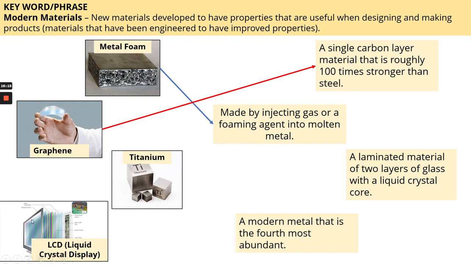The next one, titanium. We've got 2 options left. A laminated material of 2 layers of glass, or a modern metal that is 4th most abundant. If you went for this one, you are correct, which means that LCD is a laminated material of 2 layers of glass with a liquid crystal core.